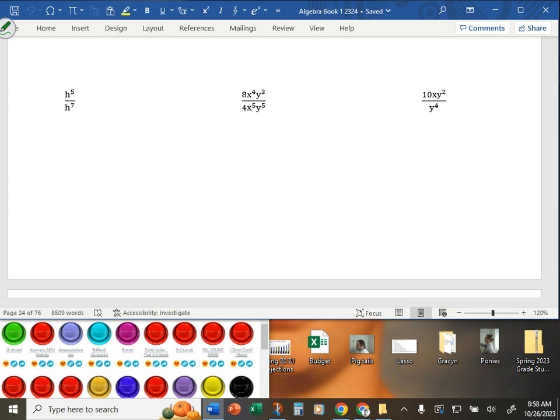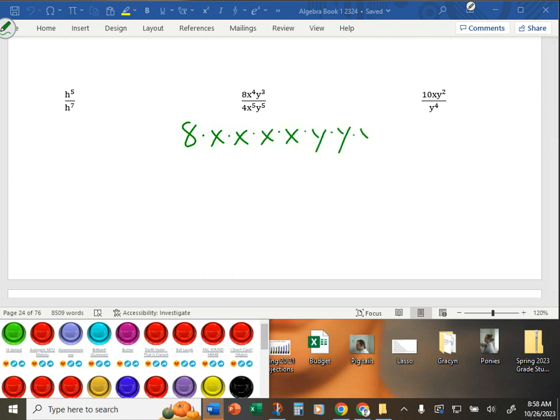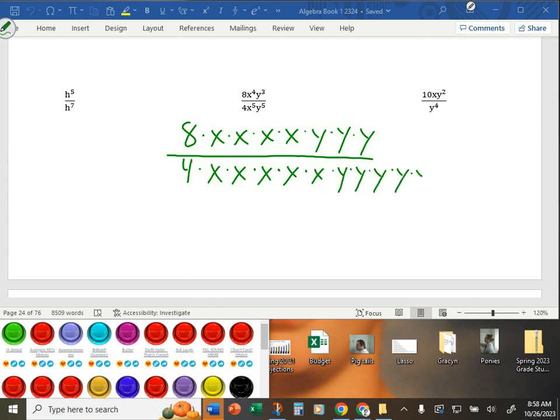How many 8s are there here? 1. It's a coefficient. So 8 times x times x times x times x times y times y times y is our numerator. Our denominator, 1, 4, and 1, 2, 3, 4, 5 x's, and then 1, 2, 3, 4, 5 y's.